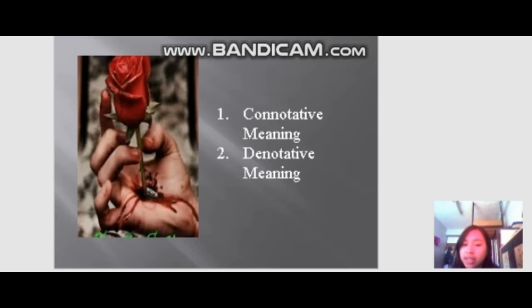So denotative meaning is the symbol. So let's see from this picture. This rose is a symbol of what? What do you think? I think this rose is a symbol of passion and compassion, right? So this is an example of connotative and denotative meaning.